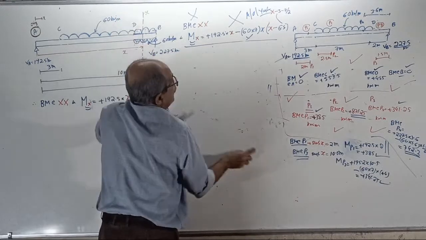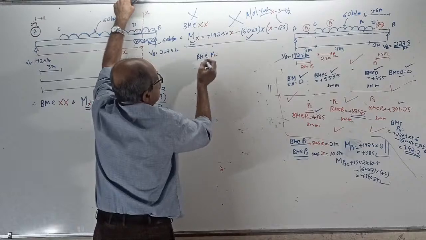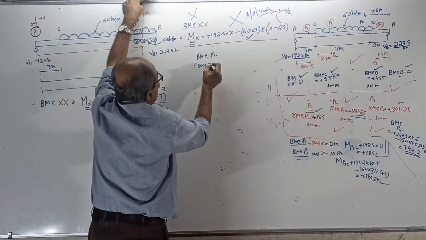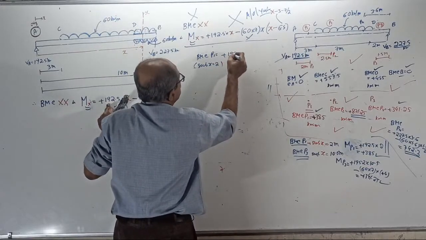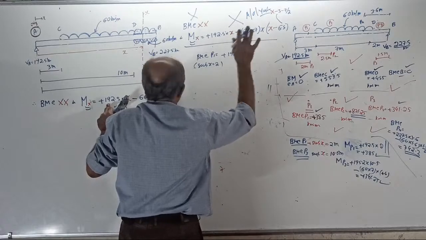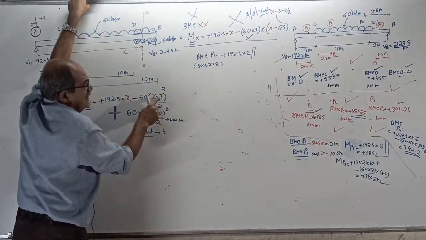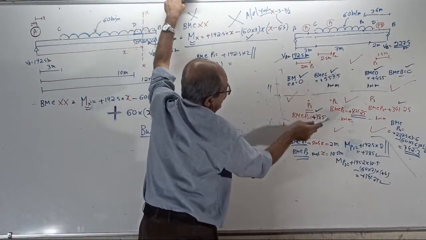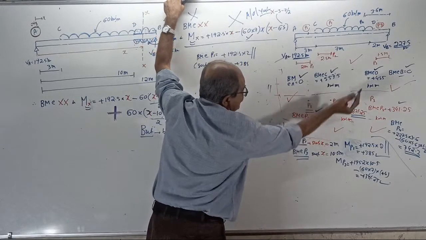See. Bending moment at P1. This is 2 meter. Substitute x equal to 2 meter. Okay, correct. Plus 192.5 into 2. Same as last time. That's all. Stop. Why stop? 2 minus 3 is negative. Further terms are not there. Answer: plus 385. That also tallies.